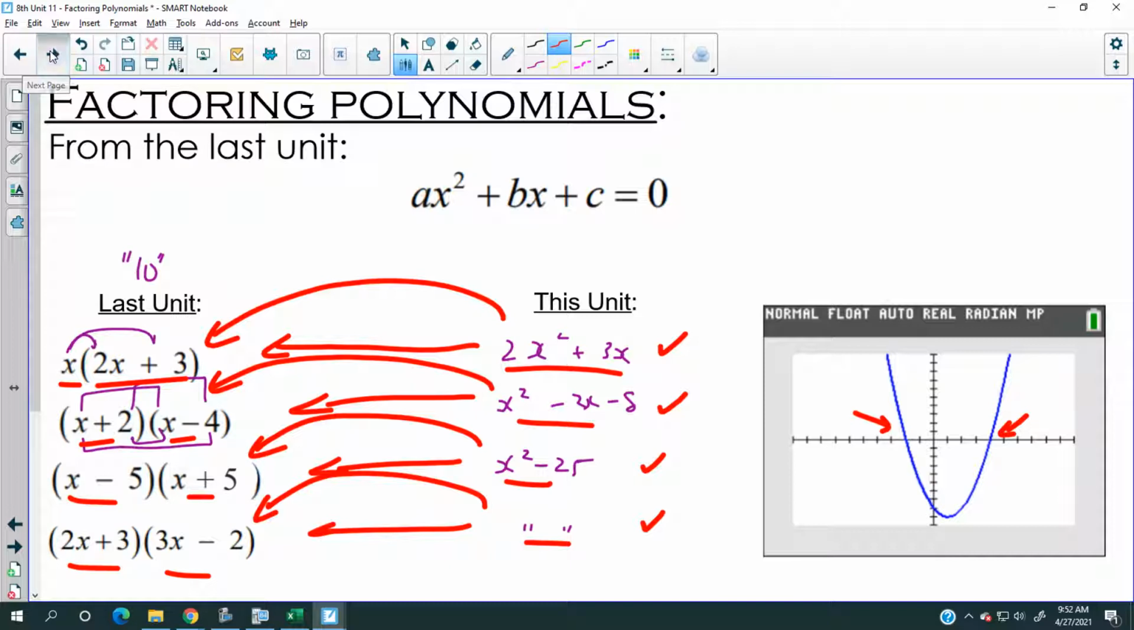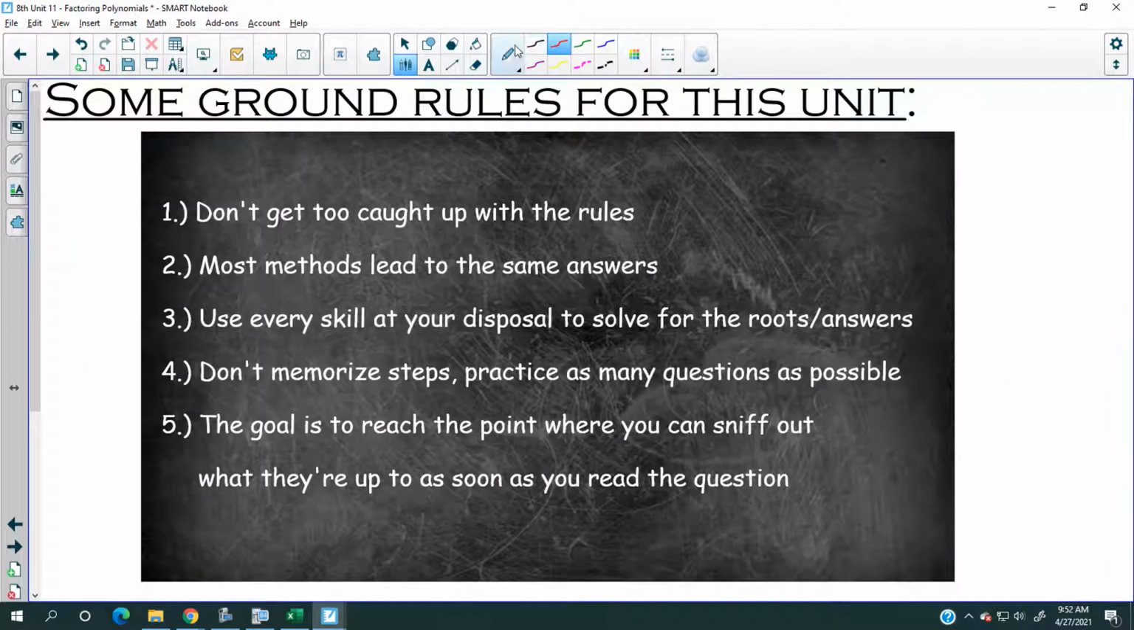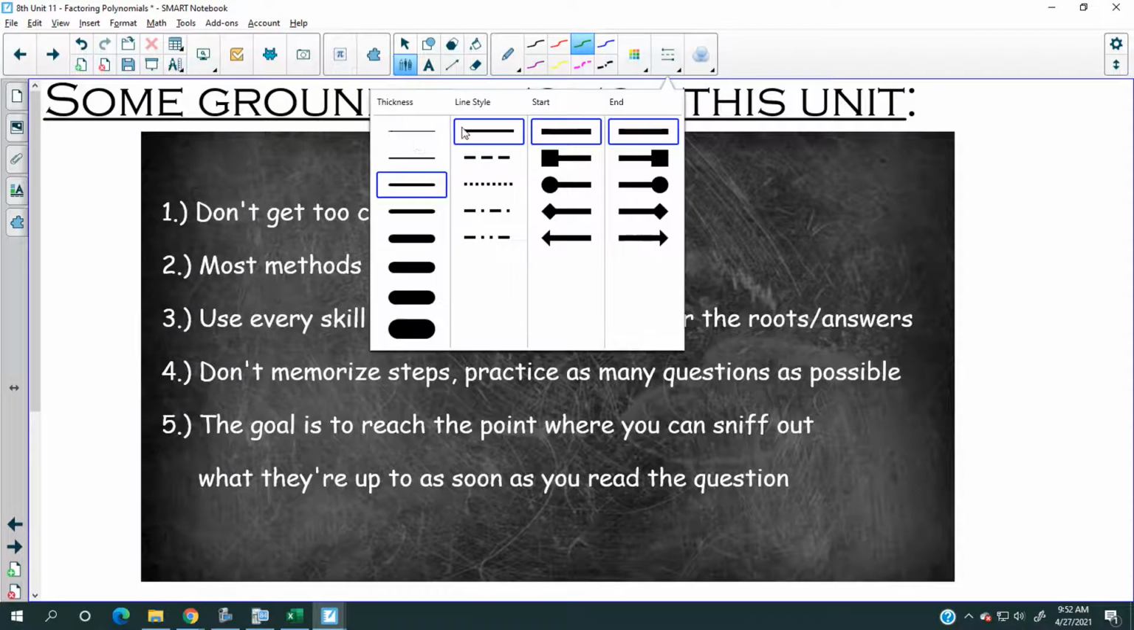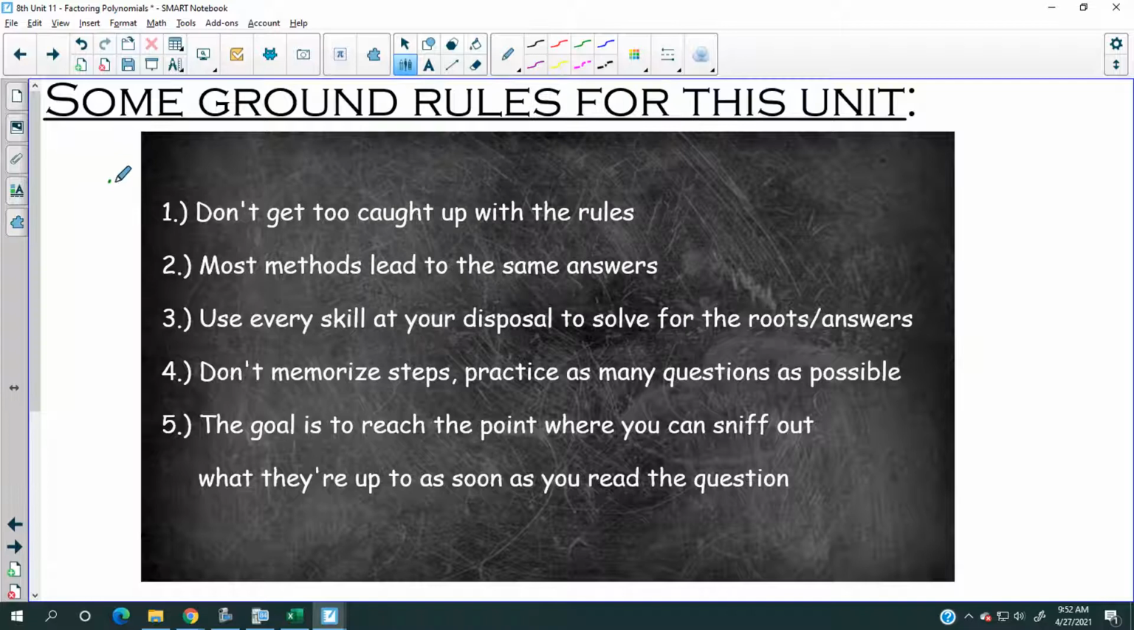All right, now having said that, here's some ground rules. This unit's gonna be kind of tough, I'm just gonna say that. Why do you think this is the last unit in your last year, the last month at MS 51? This is the highest point of what we're doing.